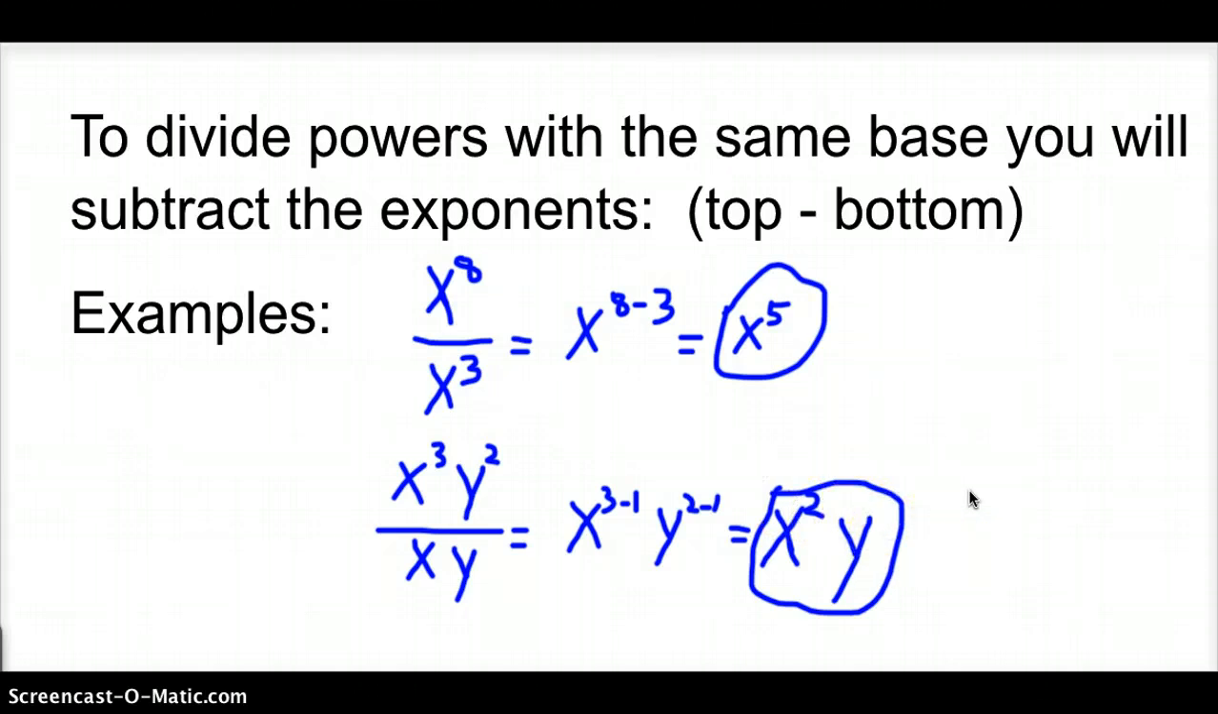Again, the key thing here, and I use this one on purpose, is that when you're subtracting exponents and you don't see an exponent by an x or a y or any other variable for that matter, treat it as a 1. And then you would be subtracting the 1 from that. So we would have x squared y for our final answer on that one. Let's look at a few more examples.